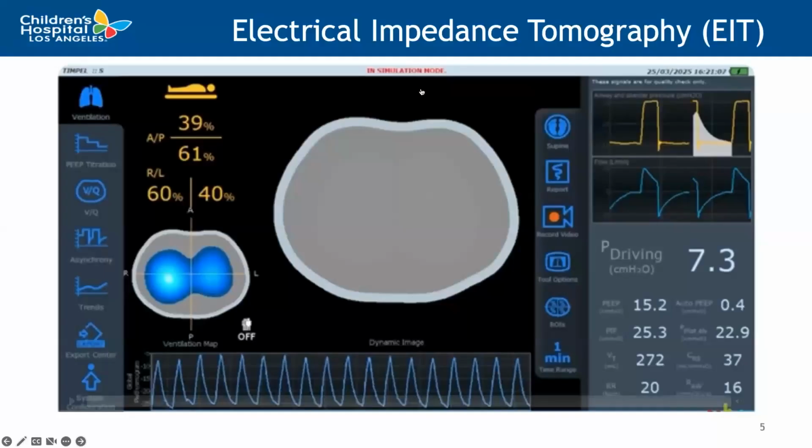And so we can see that this patient is ventilating about 60% to the right lung, 40% to the left lung, which is a fairly normal homogeneous pattern.